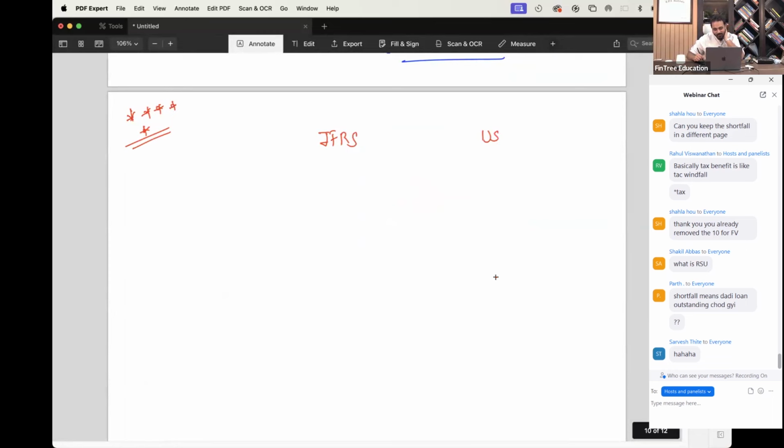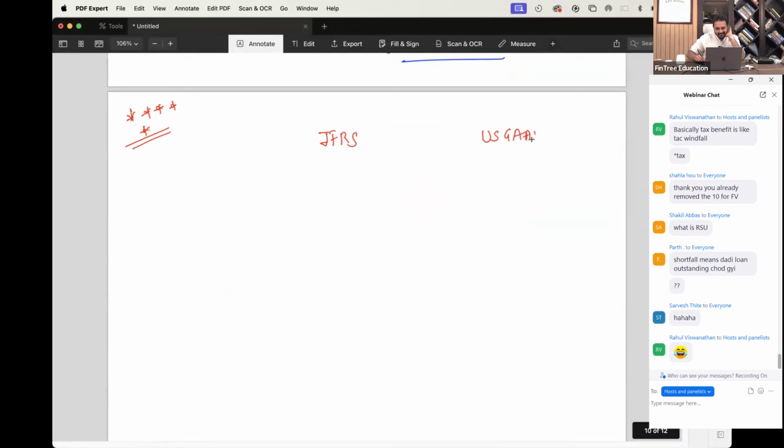Parth is saying shortfall means dadi loan chhod gayi. Yeah, sure. Why not? That's some dadi to have.